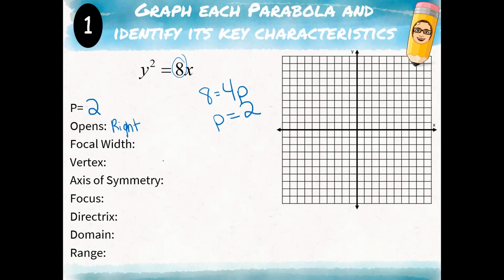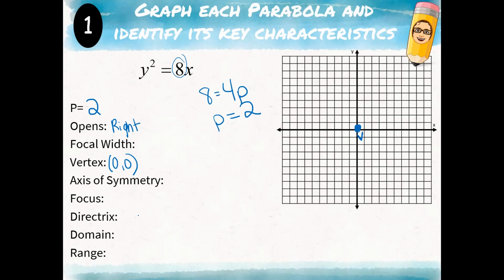Our vertex today and every day will be 0, 0. For right now, we will be translating these things later, but for right now, every problem today will be 0, 0 for a vertex. So what I'm going to do over here is put my dot and put a big giant V by it.